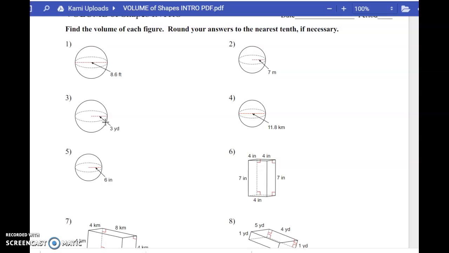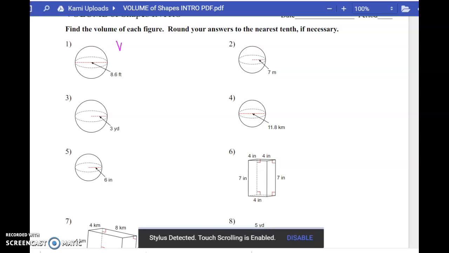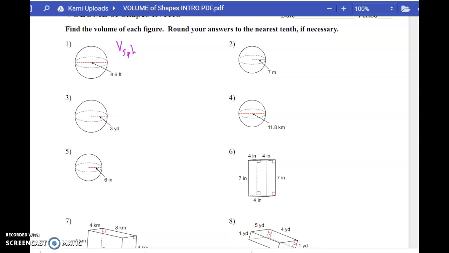We're looking at volume of shapes. As you can tell, the first shape here is a sphere. Looking at the volume of a sphere, this is how much space it contains. That formula is 4/3 pi times r cubed. So make sure that when you are calculating this, you have the radius, not the diameter.